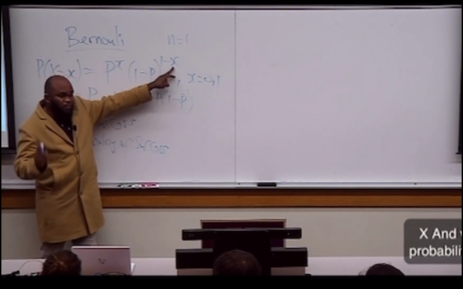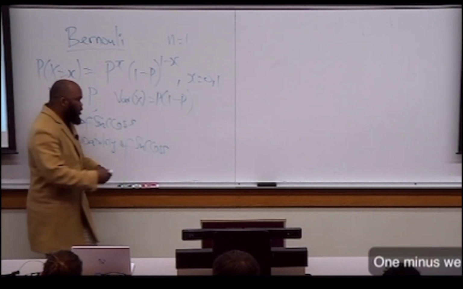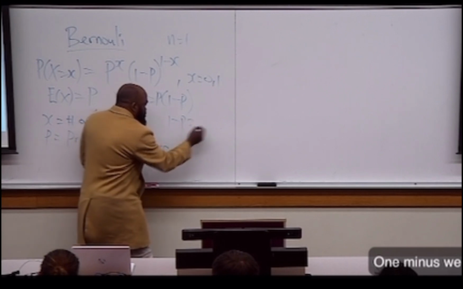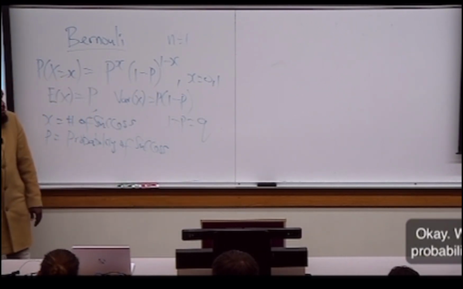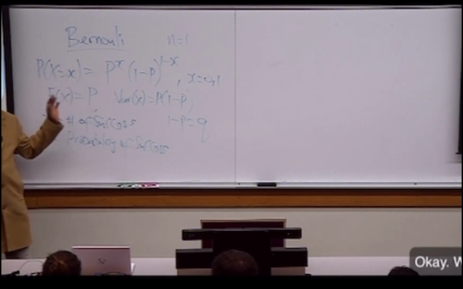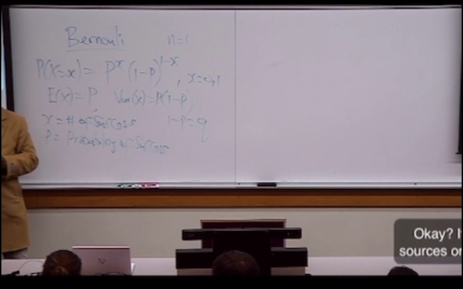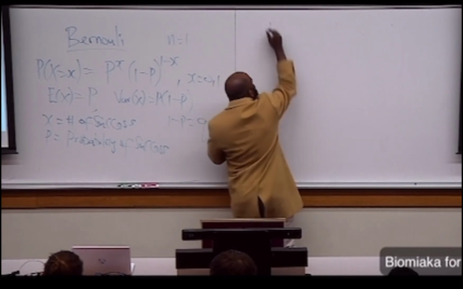And what is the probability of failure? It's going to be 1 minus p. And 1 minus p, we can also call that q, which is the probability of failure. This is Bernoulli. We try once. It's either no success or 1 success. Now, from there, I'm going to go into binomial.